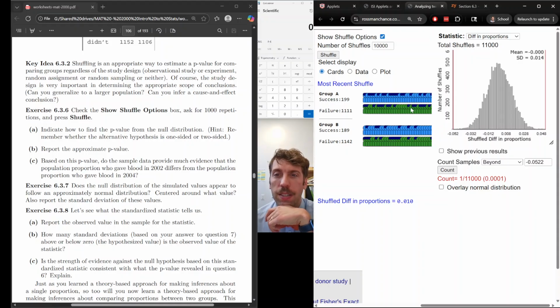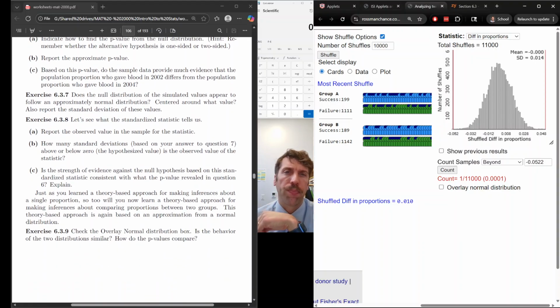All right, so out of 11,000 times, only once did I get a simulated scenario as extreme as my sample. So report the p-value would be that fraction. Based on this p-value, do the sample data provide much evidence that the population proportion who gave blood in 2002 differs from the population proportion who gave blood in 2004? Well, your answer might be different from mine, but remember we're using the 0.05 criterion for the p-value. So make your decision based on that, just like we've been doing.